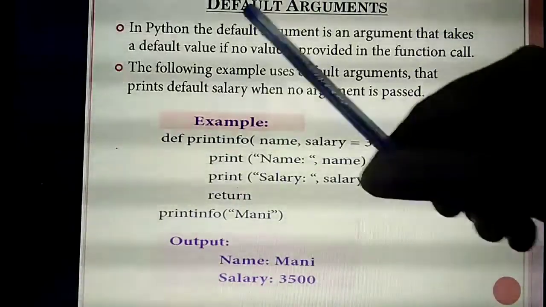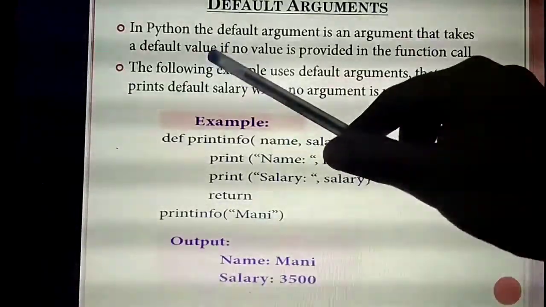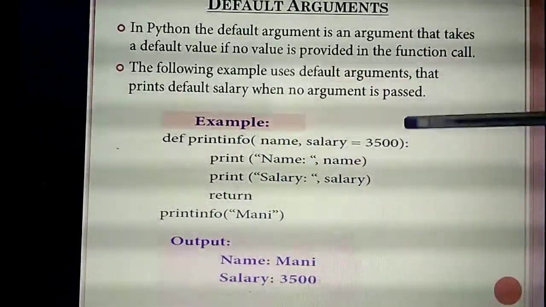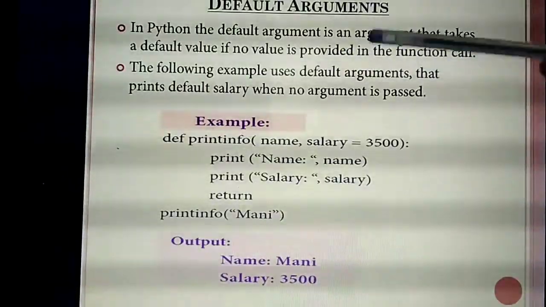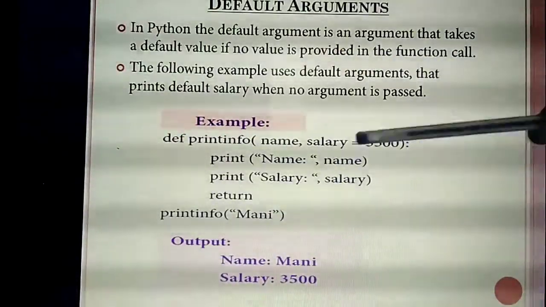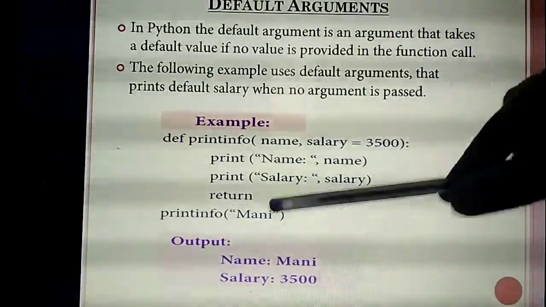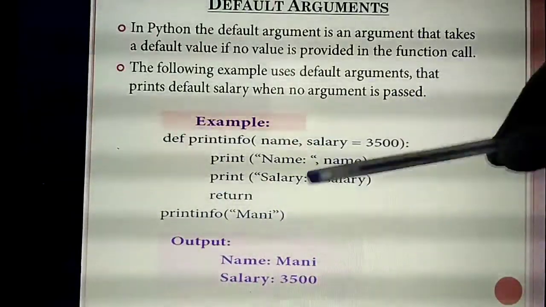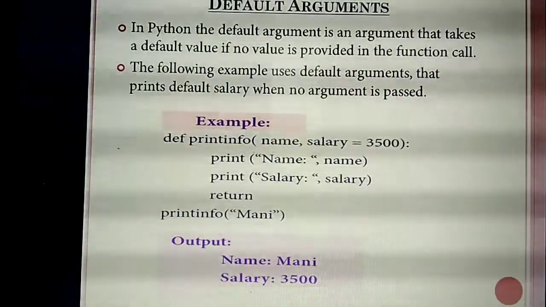Okay, so now read. In Python, a default argument is an argument that takes a default value. It will take this default value if no value is provided in the function call. What's the meaning? If you are not providing a value for this argument in the function call, then this value will be taken as the default value. Understand?